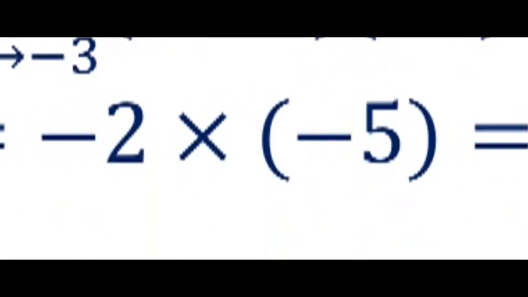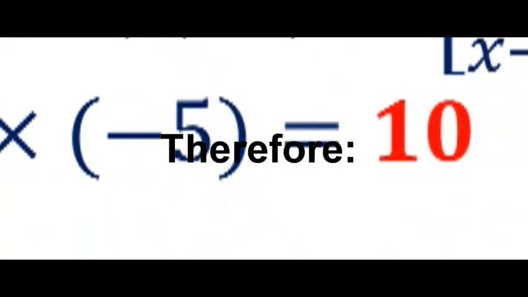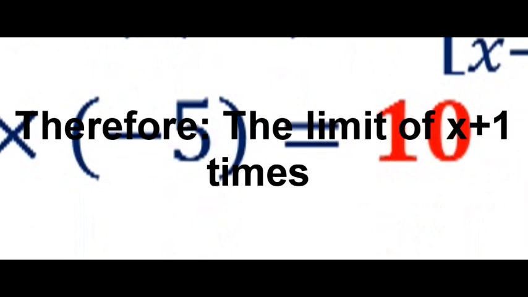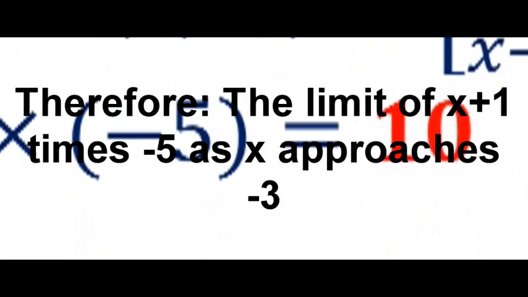The first function gives us negative 2. The simplest form of the second term is negative 5. So negative 2 times negative 5, it gives us 10. Therefore, the limit of x plus 1 times negative 5 as x approaches negative 3 is 10.